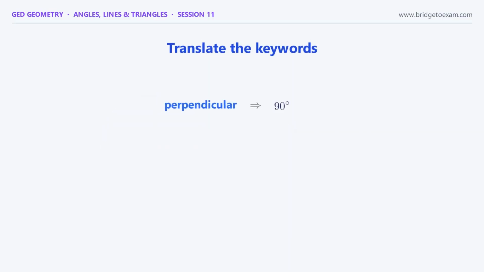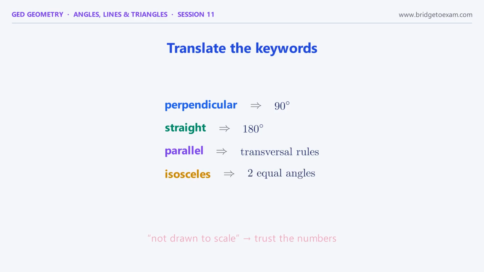The secret to word problems is translating the words into geometry facts. Underline the clue words. Perpendicular means a 90-degree angle. Straight means 180. Parallel switches on the transversal rules. And isosceles tells you two angles are equal. Also watch for the phrase, "not drawn to scale." That's a warning to trust the numbers, not the picture.